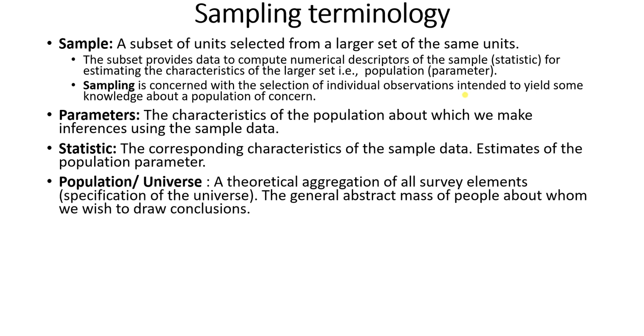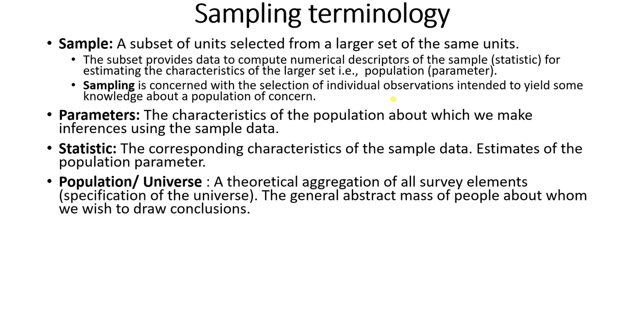Now let us define what a population is, because, as I have defined, a sample is a subset of the population or the universe. So a population or universe is basically a theoretical aggregation of all the study elements, all the survey elements, and therefore it should not be confused with the population of any country, any nation, the population of the world, or the population of any city. It is basically a theoretical aggregation, and the researcher defines the universe. So the researcher specifies the universe.